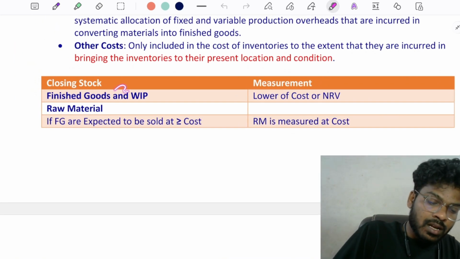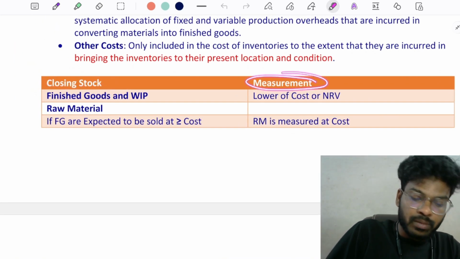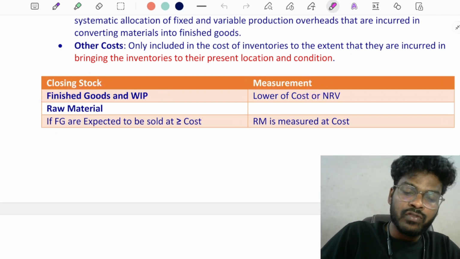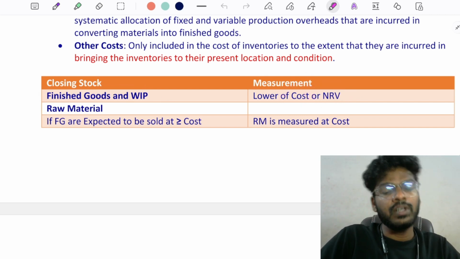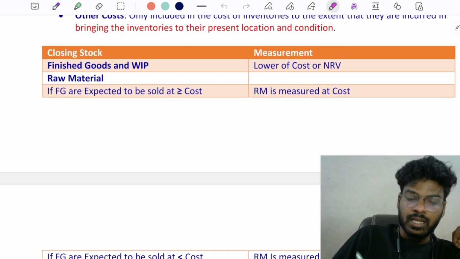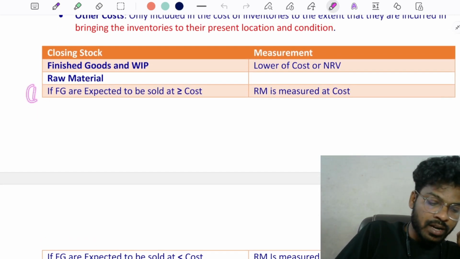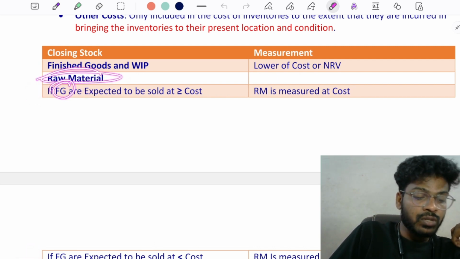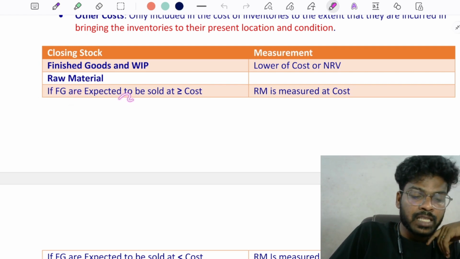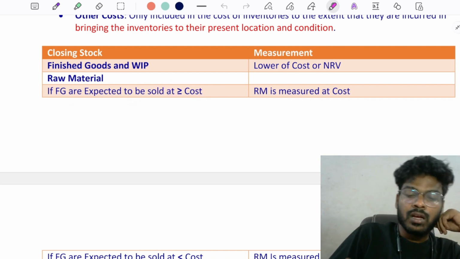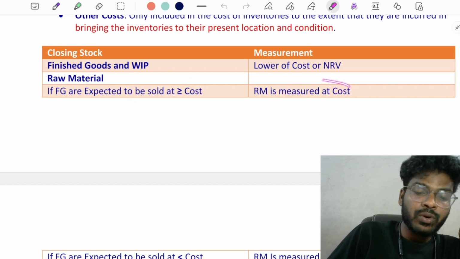Measurement of cost, closing stock and measurement. Finished goods and WIP will be valued at lower of cost or NRV. Raw material is valued based on the following, in two categories: one and two. If raw material is used in finished goods, and the finished goods are expected to be sold at or above cost, then raw material is measured at cost.